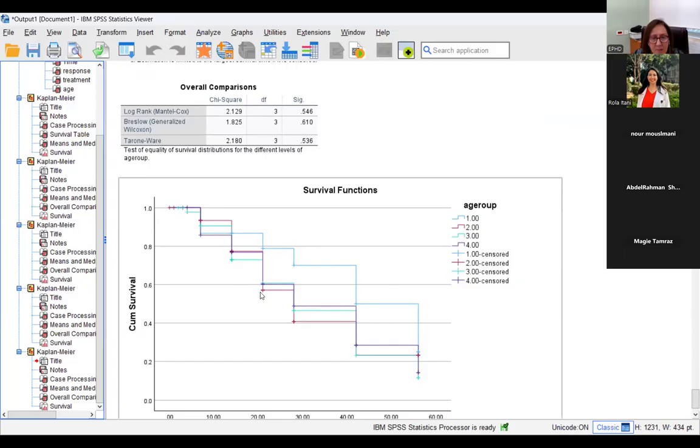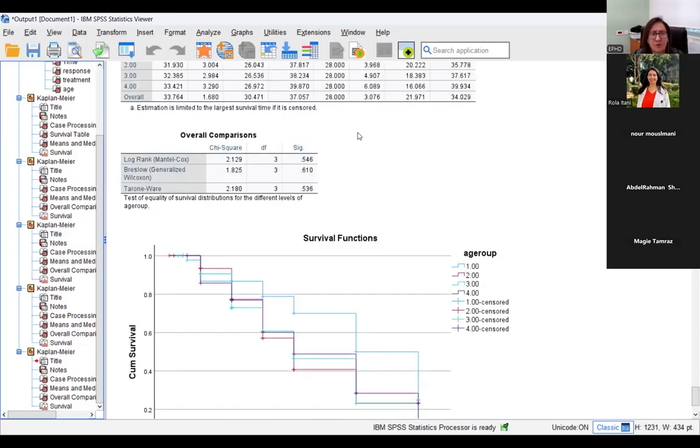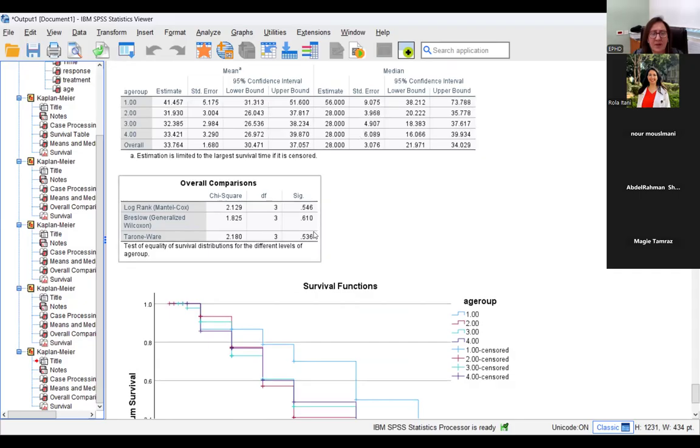But the three other groups are so close to each other. I would say that if we were to do only young versus old, maybe we could have found a difference. But overall, because the log rank test is also an overall test, it's the sum of expected minus observed, the sum of expected minus observed again is not statistically significant.